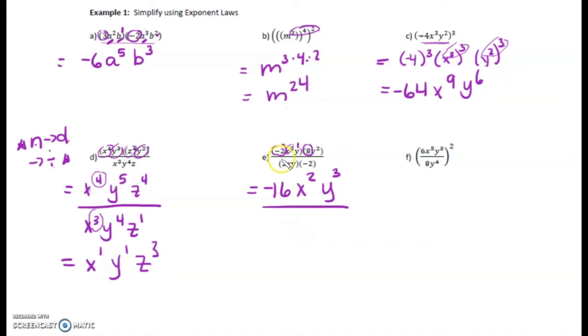Now do the denominator separately. 2 times negative 2, I get negative 4. And then we have x and y, and those don't multiply by anything.